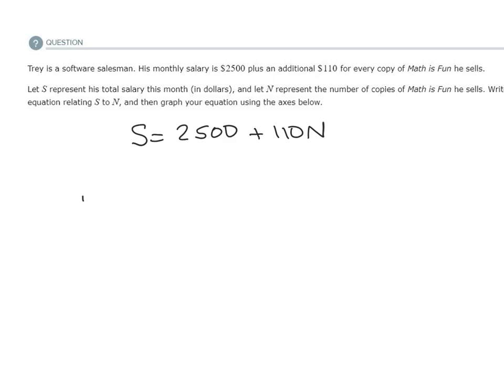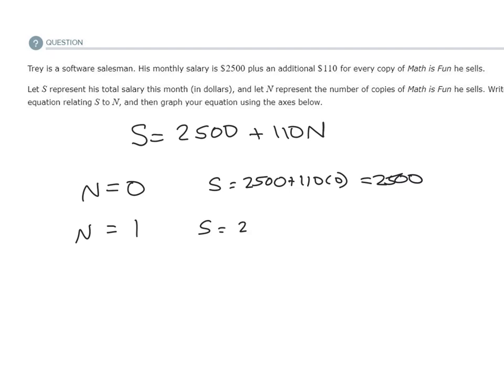But then again, I could pick a couple points. So maybe I pick N equals 0. Then S would equal 2,500 plus 110 times 0, which is 2,500. And then I could pick whatever I want. Maybe I pick N equals 1. Because there's no fraction, it really doesn't matter what I pick here. So that's 2,500 plus 110 times 1, and that would be 2,610.